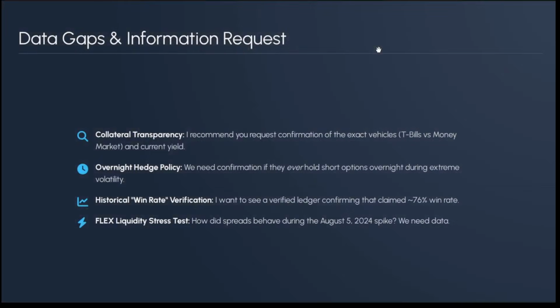And this is just something I wanted to put in. I didn't know if I should, but I just put it in here for you. Collateral transparency. I recommend you request confirmation of the exact vehicles, right? T-bills versus money market and current yields. You can actually email Roundhill and or other funds, like Neos. I believe I've messaged whoever owns EGGY, and they've never responded, so they kind of left a bad taste for me.